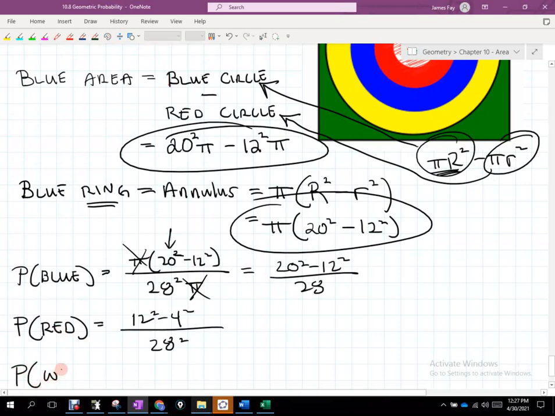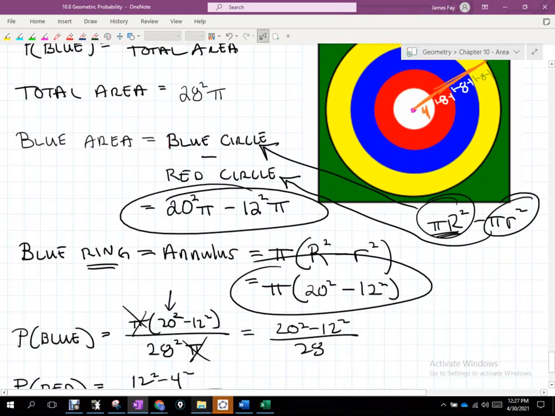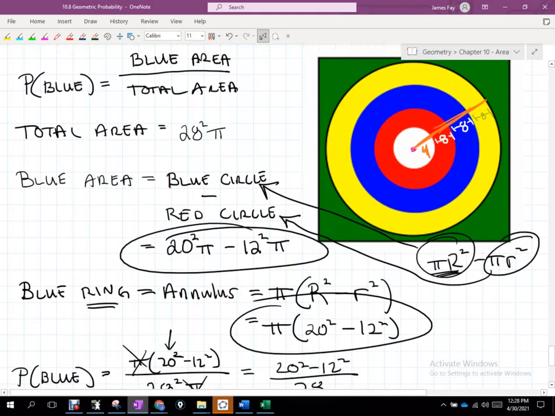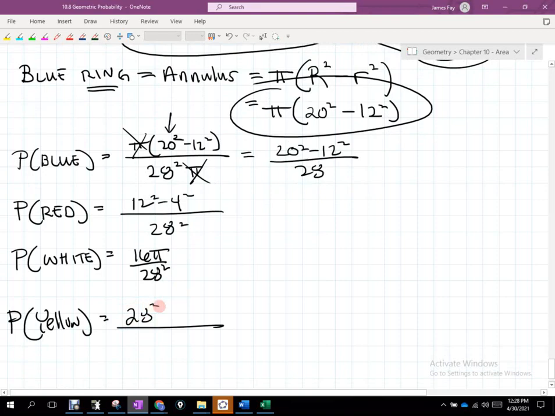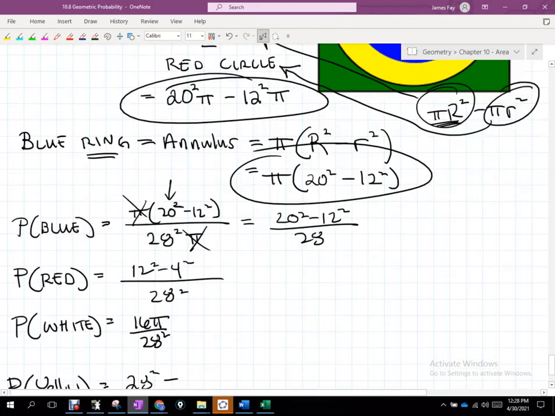The probability of landing in white is a lot easier because it's not an annulus anymore. The white is a circle, right? So that's just going to be 16 pi over 28 squared. And then the probability of yellow would be, now we've got the outside radius of 28, so 28 squared minus the inside radius, which is going to be 20.